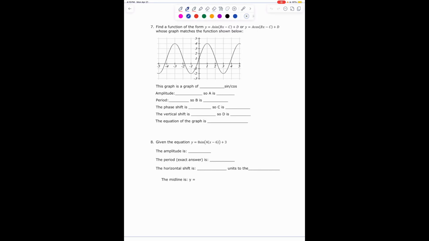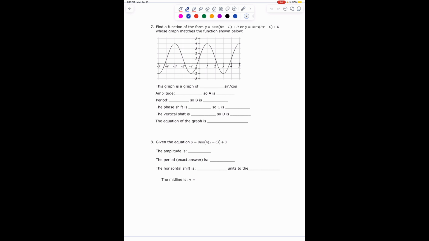Final review, question number 7. Find a function of the form y equals a sine bx minus c plus d, or y equals a cosine bx minus c plus d, whose graph matches the function shown below.